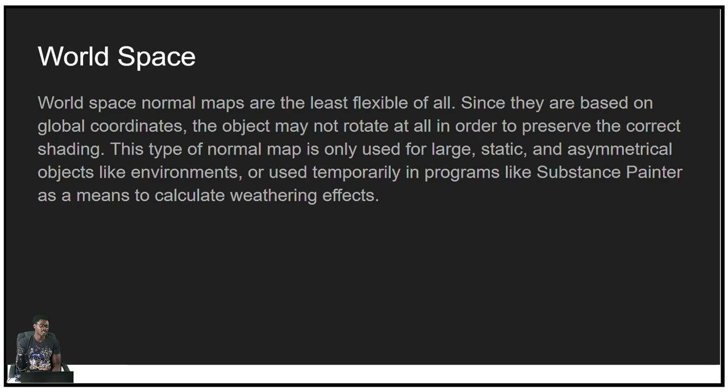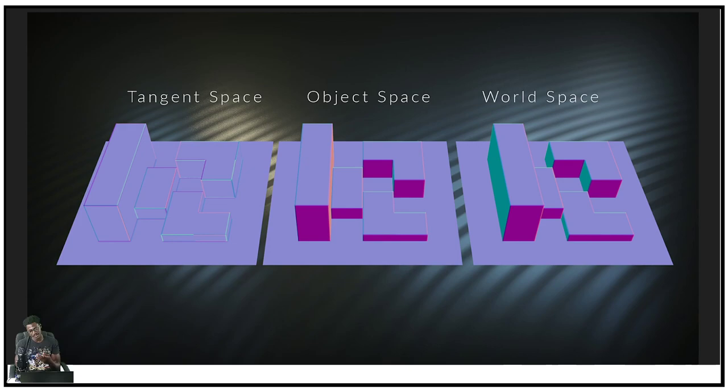So there are three different types of normal maps: the tangent space, the object space, and the world space normal map. And you know which one you guys use the most, which is the tangent space. And now Substance Painter bakes all, well, I don't think it bakes object space out. It bakes out world space for sure, and it uses that in your weathering effects.